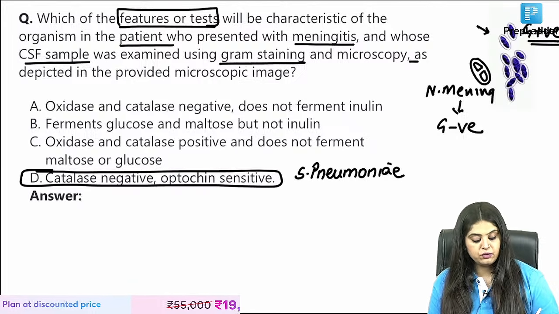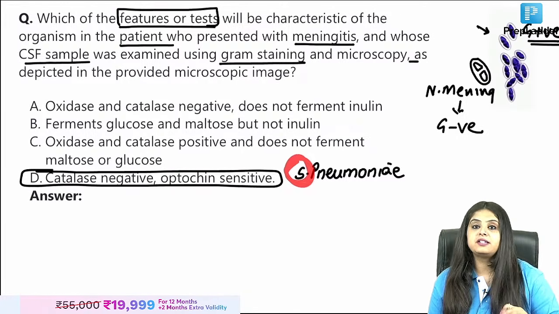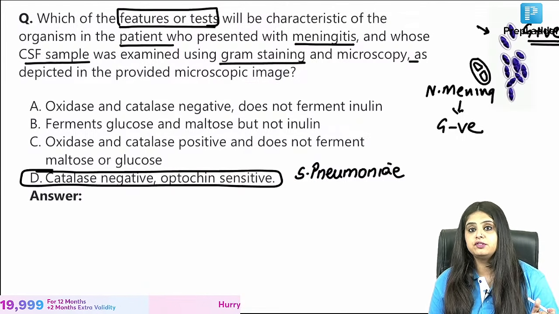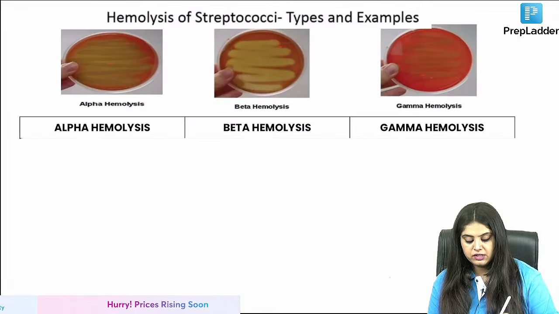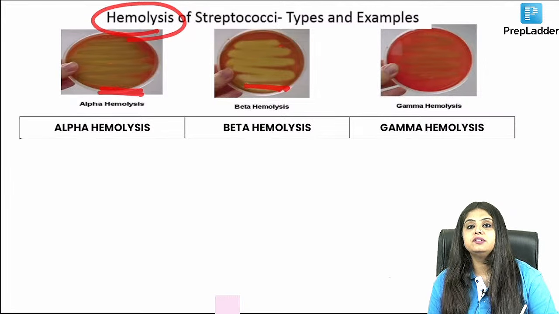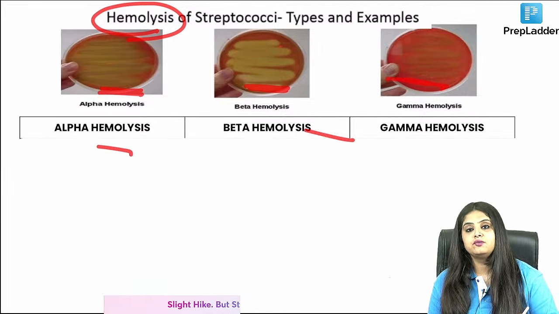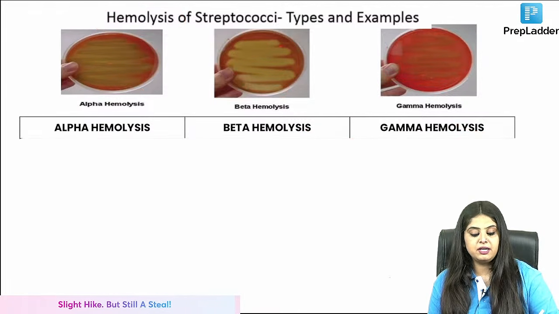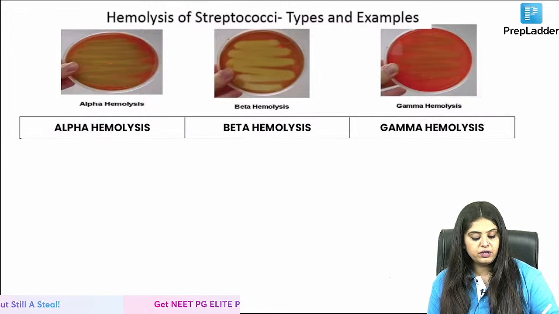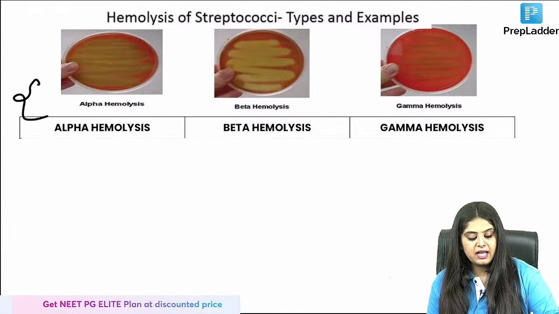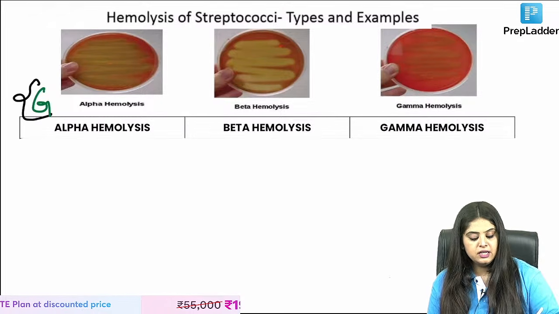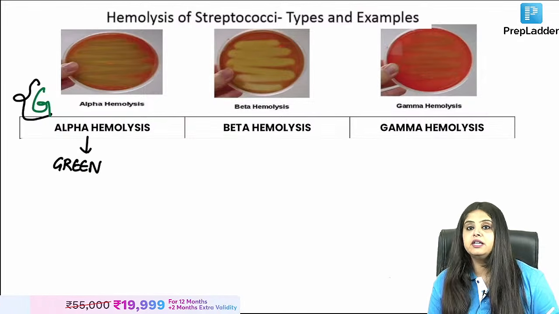So I will have to start off with the Streptococcus family. Staph is finished. Now let's come to Streptococcus. How is Streptococcus divided? On the basis of how it breaks the blood: alpha, beta and gamma breakage. If there is alpha breakage, what is the color that you are getting? Ma'am, like when you write alpha, you will fit a G in it. So alpha hemolysis is going to give a green color.